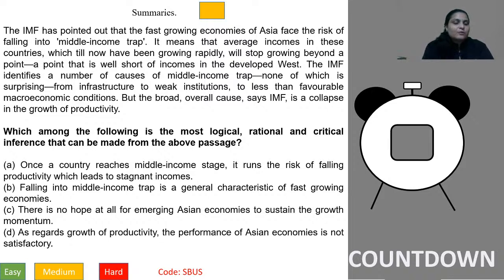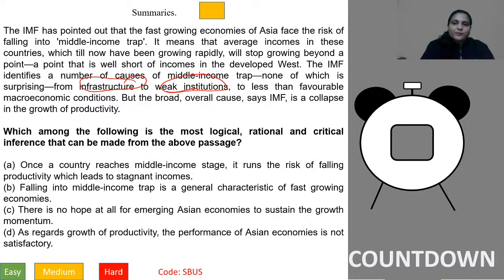So this passage is about the IMF pointing out that the fast growing economies of Asia will fall into the middle income trap. That means they'll grow to a certain point, and after that their incomes will stop increasing and will not be commensurate with what is there in the West. The reason mentioned is that they don't have proper infrastructure, and they have weak institutions. That means whatever institutions you have, whether administrative or otherwise, for example educational, or say CBI or police forces, they're all very weak.